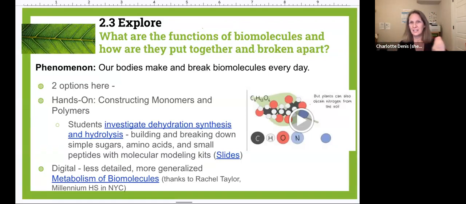They were focusing, they really enjoyed building, but they were getting lost in the details and not really getting the ideas of building molecules together to make polymers and then breaking them apart, digesting them to make the monomers when that's necessary. So I shifted during COVID to a less detailed, more generalized video and assignment.